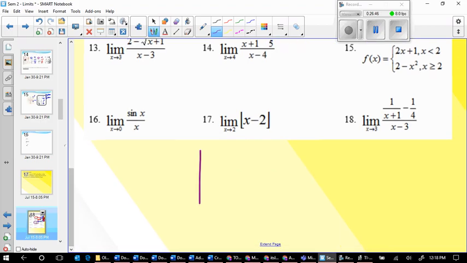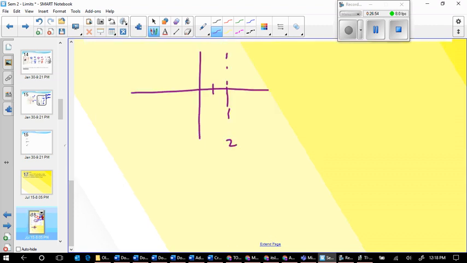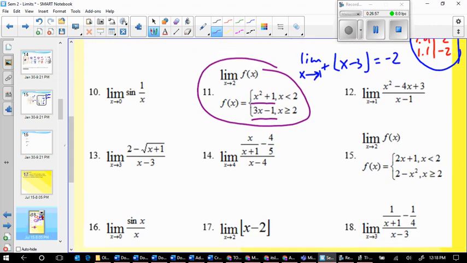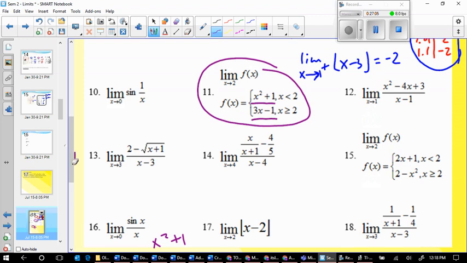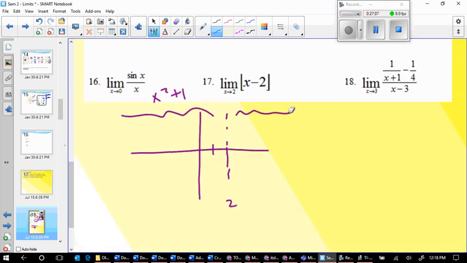So to graph that, I like to put a dotted line at 2 because on each side I'm going to have different stuff going on. When x is less than 2, I want to graph x squared plus 1. So this side is going to graph x squared plus 1. And this other side here will be 3x minus 1. So this side will be 3x minus 1.